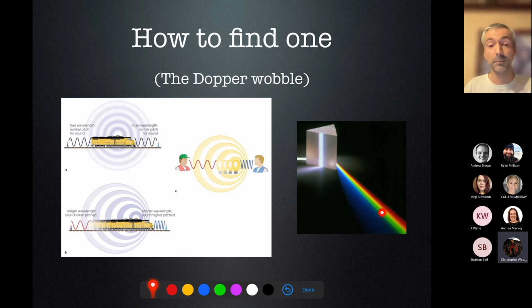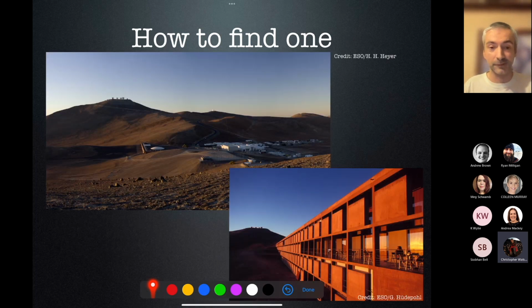So we've got a nice rainbow, and what we see is as the star is shifted towards us, we see the colors, it's not quite as simple as this, kind of blue shift, and then as it moves away from us, it becomes red shifted. And it's that we actually track when we're trying to find these planets.